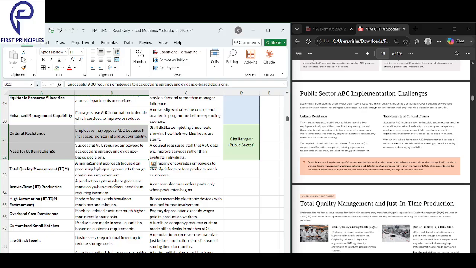Okay, let's make sense of this here, Aditi. Why is it not very good for public sector companies? Why is it a little difficult to implement there?